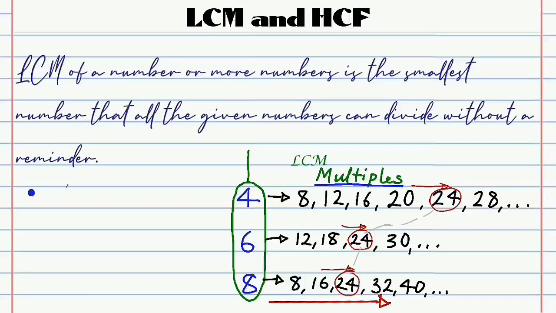If you keep going down the row, you'll find out that there are other numbers which 4, 6, and 8 can divide apart from 24. But 24 is the lowest. That is why it is the lowest common multiple of these three numbers.